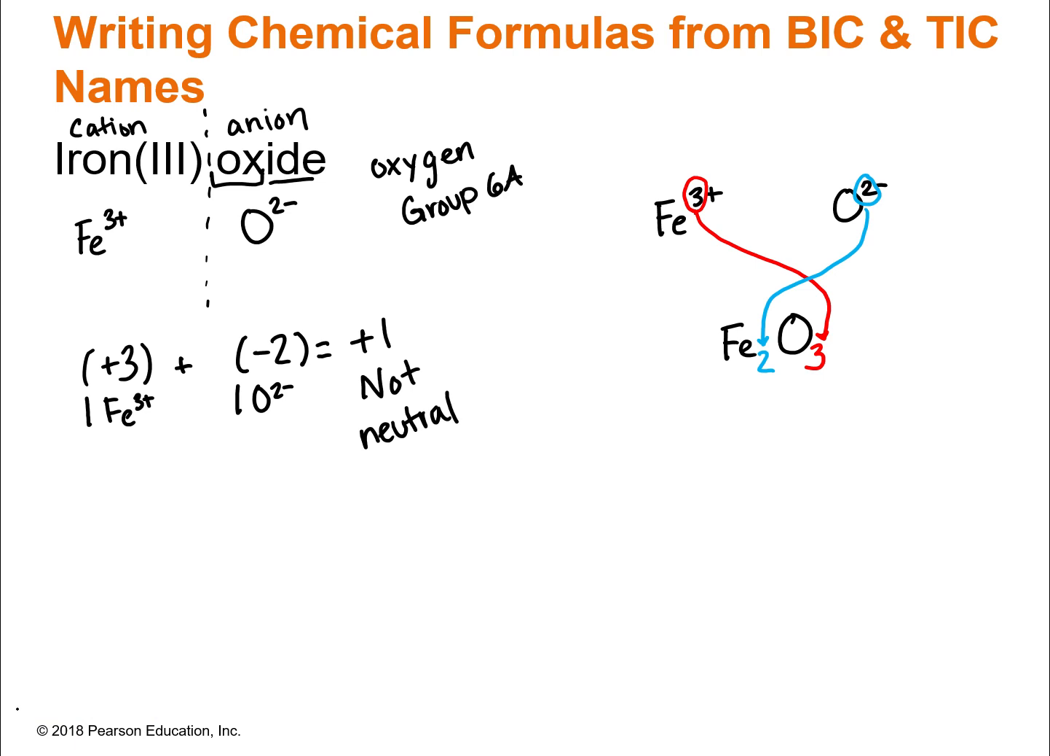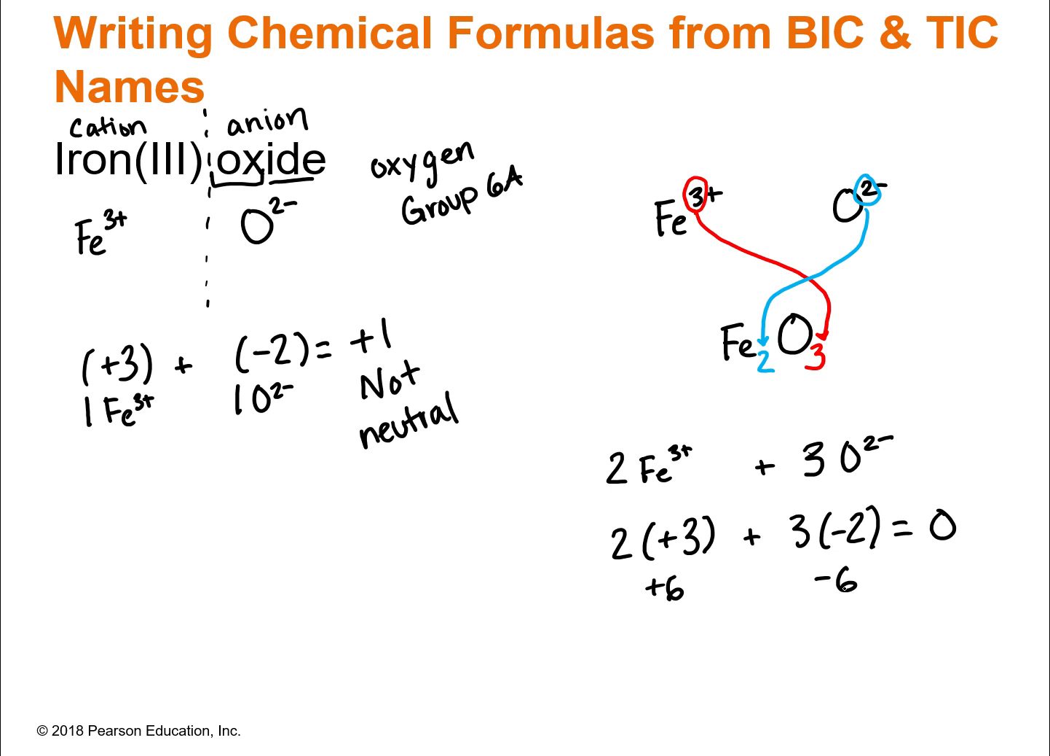Then you can double check to make sure that you did it right. With this compound, we're saying that we've got 2 iron 3+ ions plus 3 oxide ions, which is O2-. So 2 times +3 plus 3 times -2 gives us 0. We've got +6 and -6. So that checks out. And this is our chemical formula.